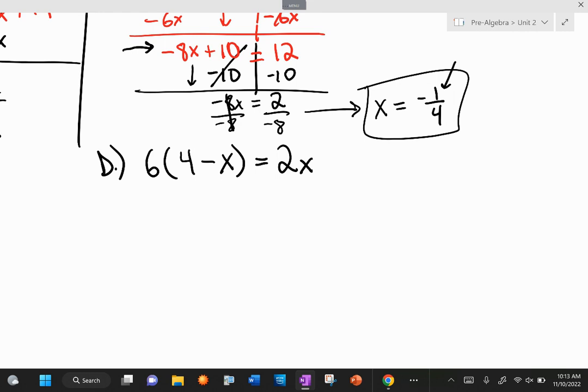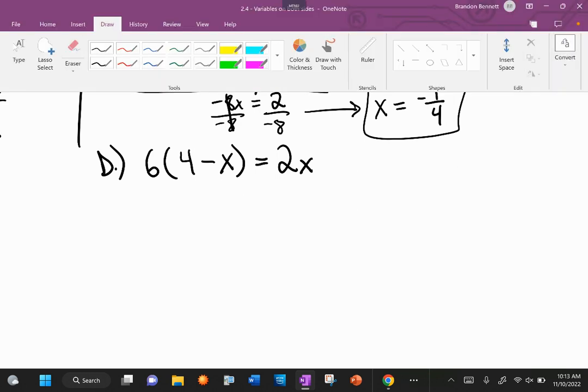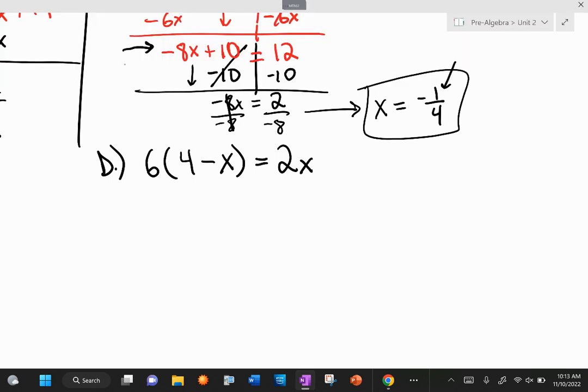Should be 2.4. Don't look up on the board. Make sure you've already written down letter D. I'm going to put the solution up here. Don't look up until you're ready. Got this. Yay, that's good.